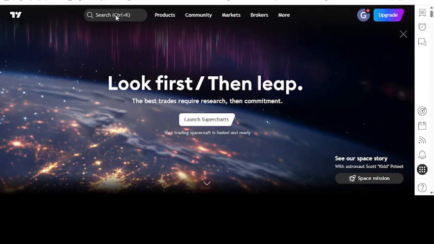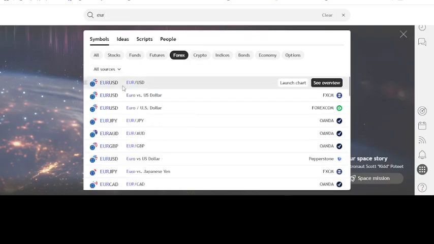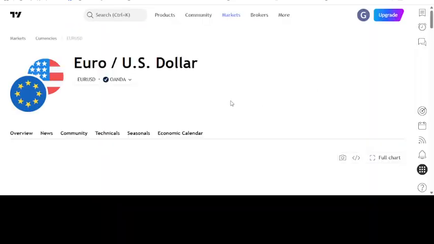So what we're going to do is click on the search bar. Once the TradingView platform is loaded up, what you would normally do is check for the Euro USD symbol here. I already have it loaded up. So we're going to go to See Overview. Click on the See Overview button here, and this page loads. Then we're going to click on Technicals here.